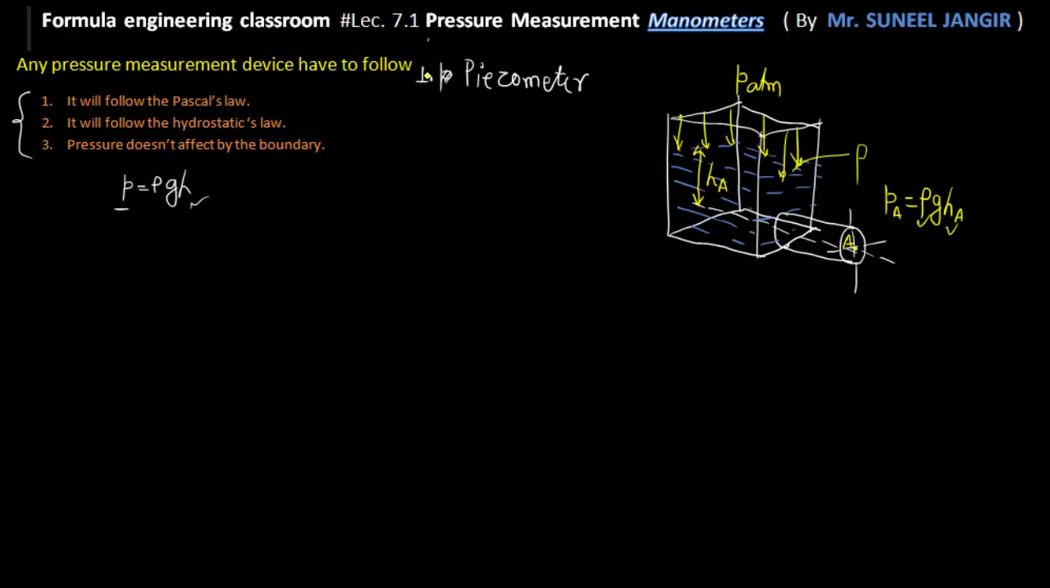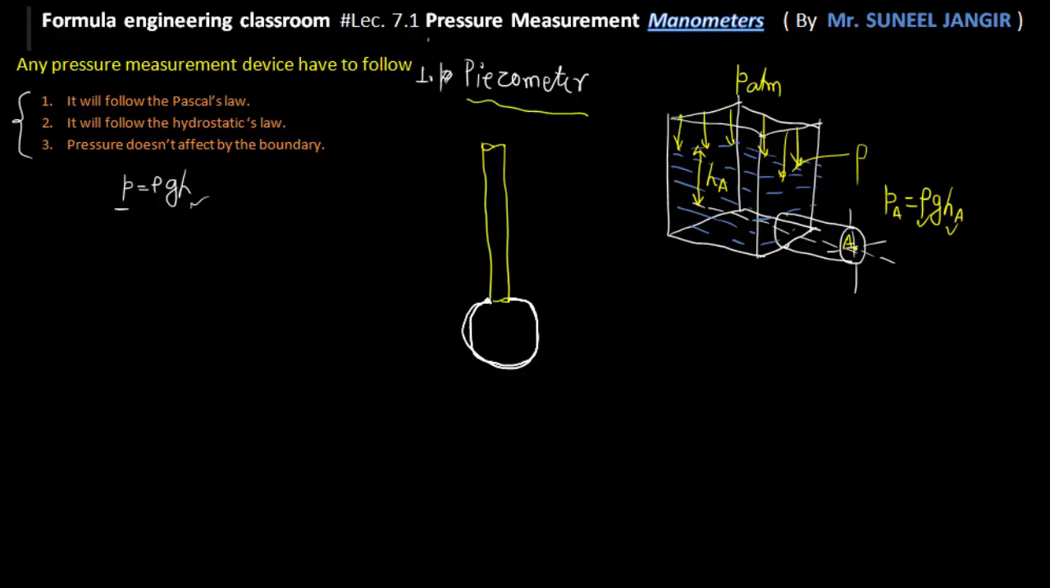Now, how will the piezometer work? The piezometer is nothing but a simple straight transparent glass tube. Obviously this is not looking straight here, but no problem. So this is a straight transparent glass tube, and this side is open to the atmosphere, and this side of the glass tube is connected where we want to measure the pressure.